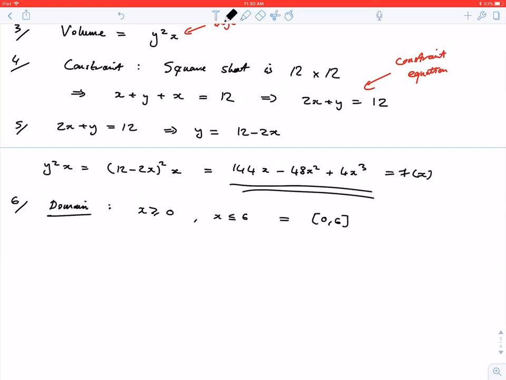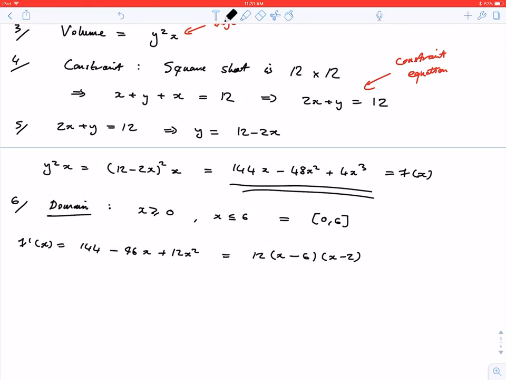So what have we got? Let's go for it. Let's take the derivative. So f prime of x is equal to 144 minus 96x plus 12x squared. And if I factor this, well, you can take a 12 out. If you spend a bit of time messing around with it, you get 12 times x minus 6 times x minus 2. So x minus 6, x minus 2.